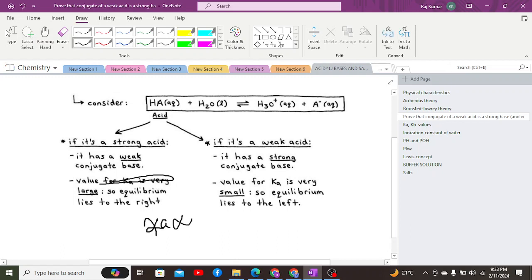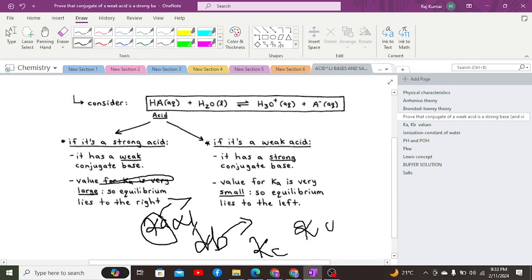If we talk about the Ka and Kb values, just as we have a value of Kc, which is the equilibrium constant, we have the acid dissociation constant, which is known as Ka, and the base dissociation constant, which is known as Kb. Likewise, we have a value for the ionic dissociation of water, which is known as Kw, also known as the ionization constant of water. We are going to discuss that shortly.